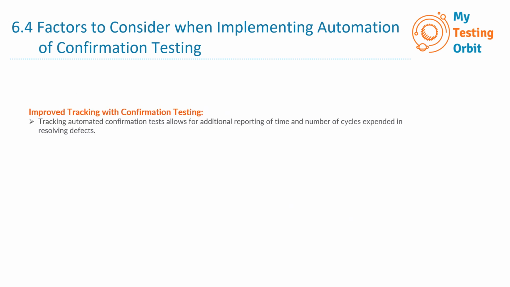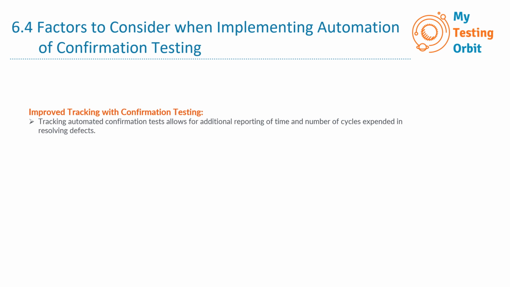The next point is improved tracking with confirmation testing. Tracking automated confirmation tests allows for additional reporting of time and number of cycles expended in resolving defects. This means that when you keep track of automated confirmation tests, it allows you to gather extra information about the time and number of cycles it takes to fix defects in the software.